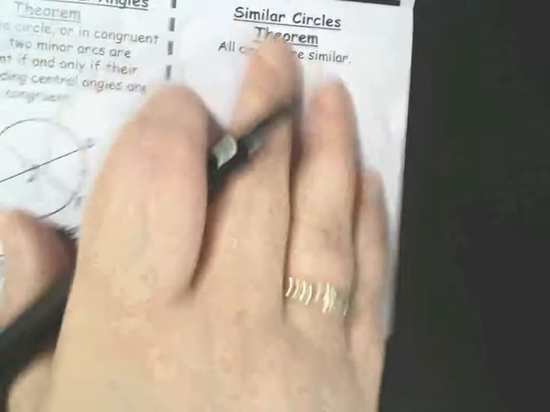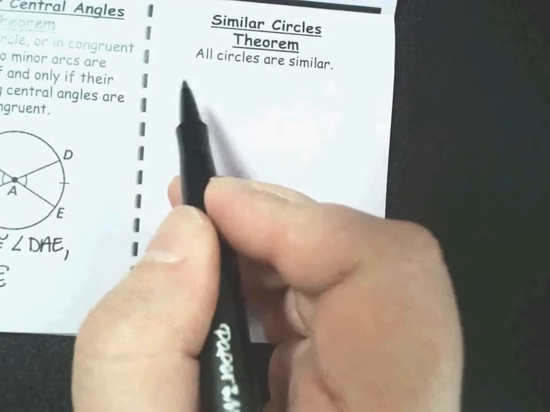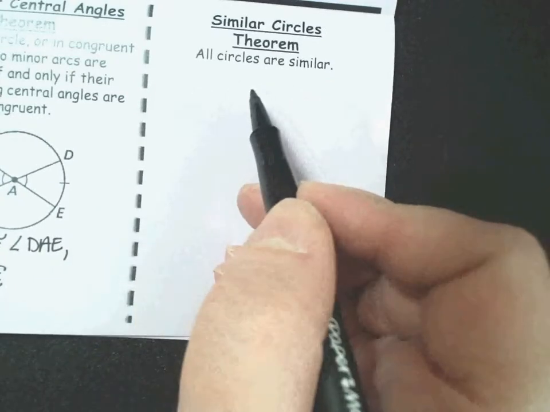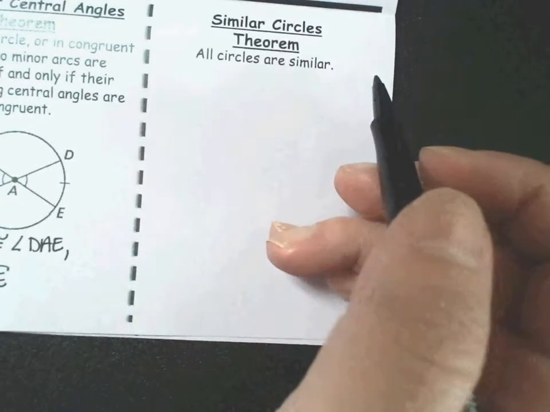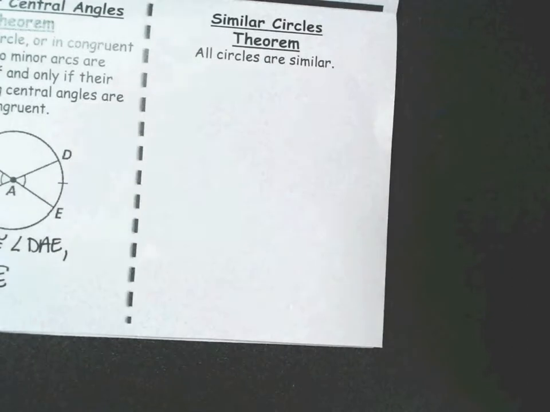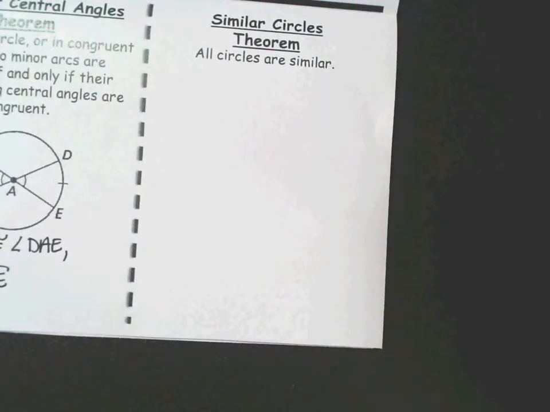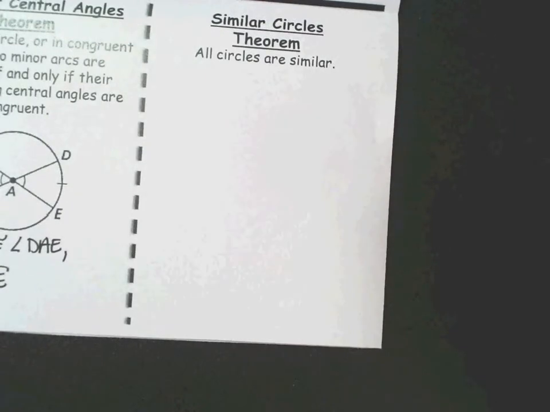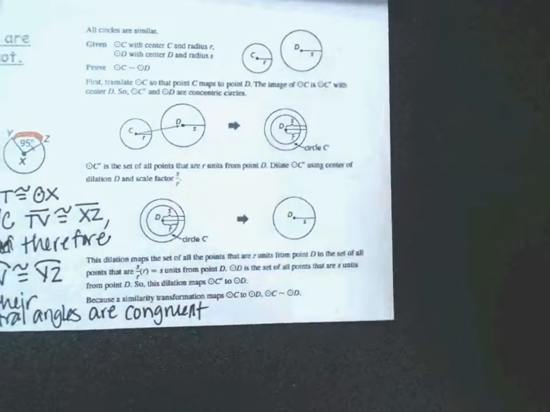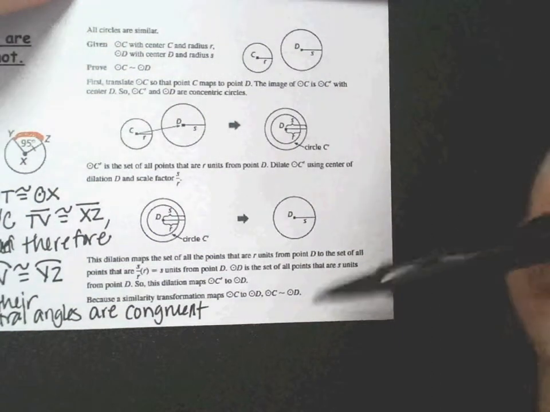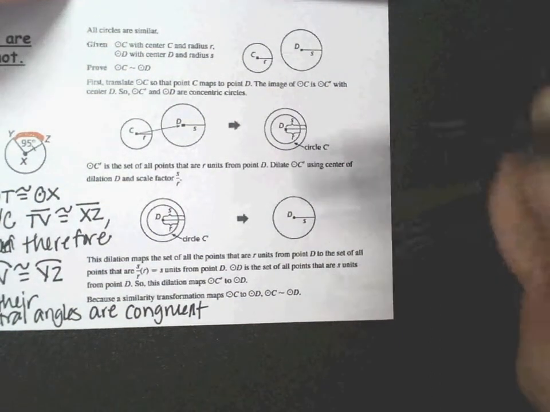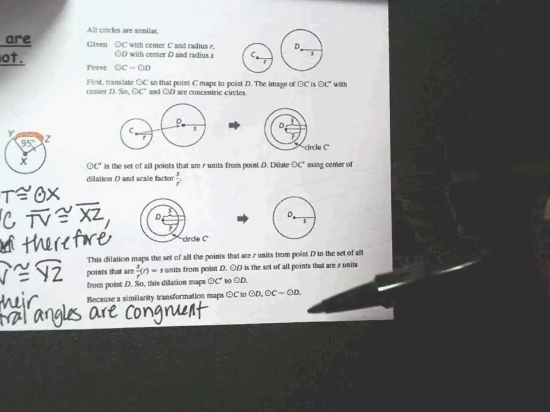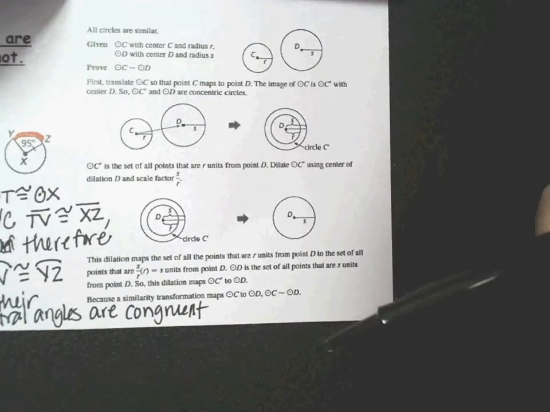All right, then the last part goes back to the front where it says similar circles theorem. All circles are similar. Okay? They all have the same angle around, right? They're all 360 degrees. Their scale factor would just be the ratio of their radii. On the inside here is just the proof for that. We're not going to work through that proof, but that's just the reason why circles are in fact similar.